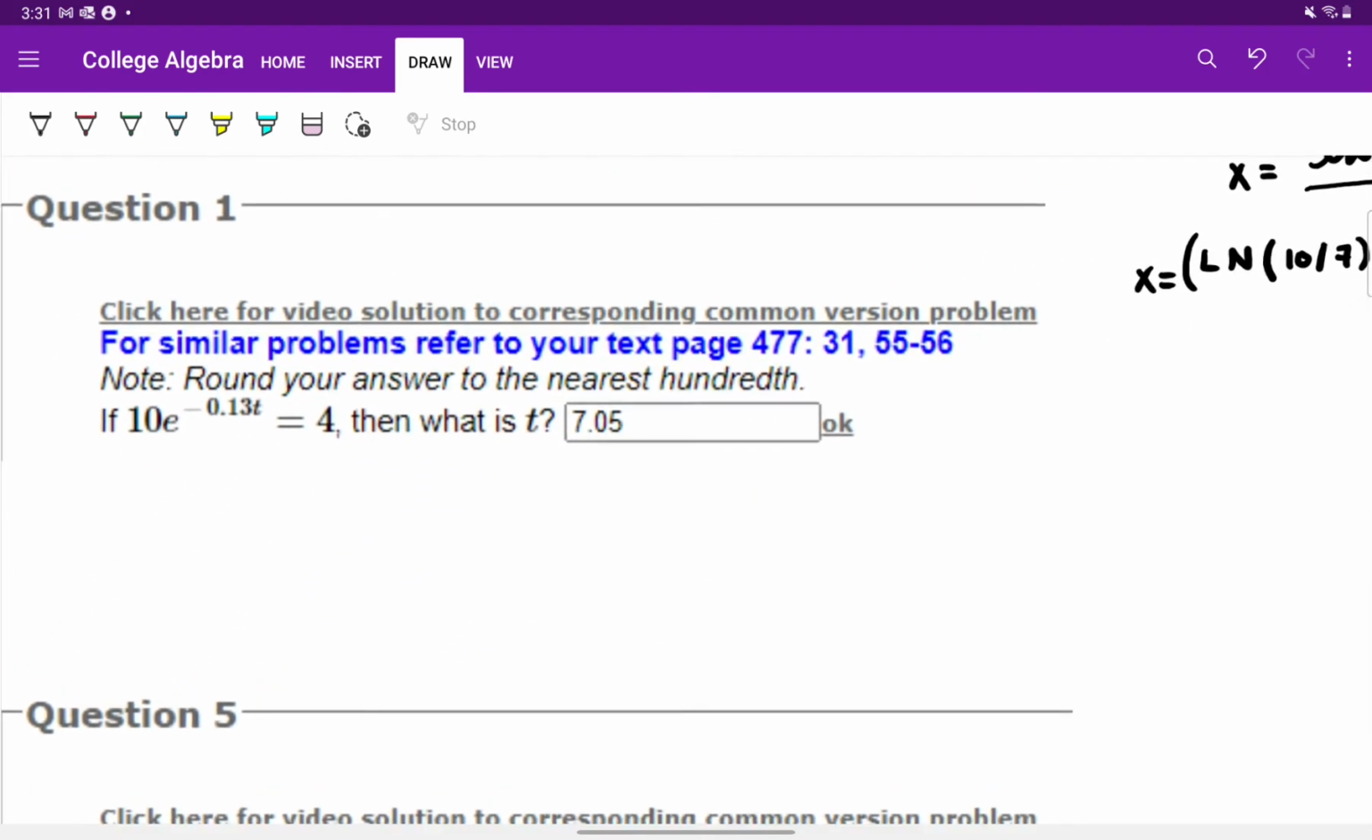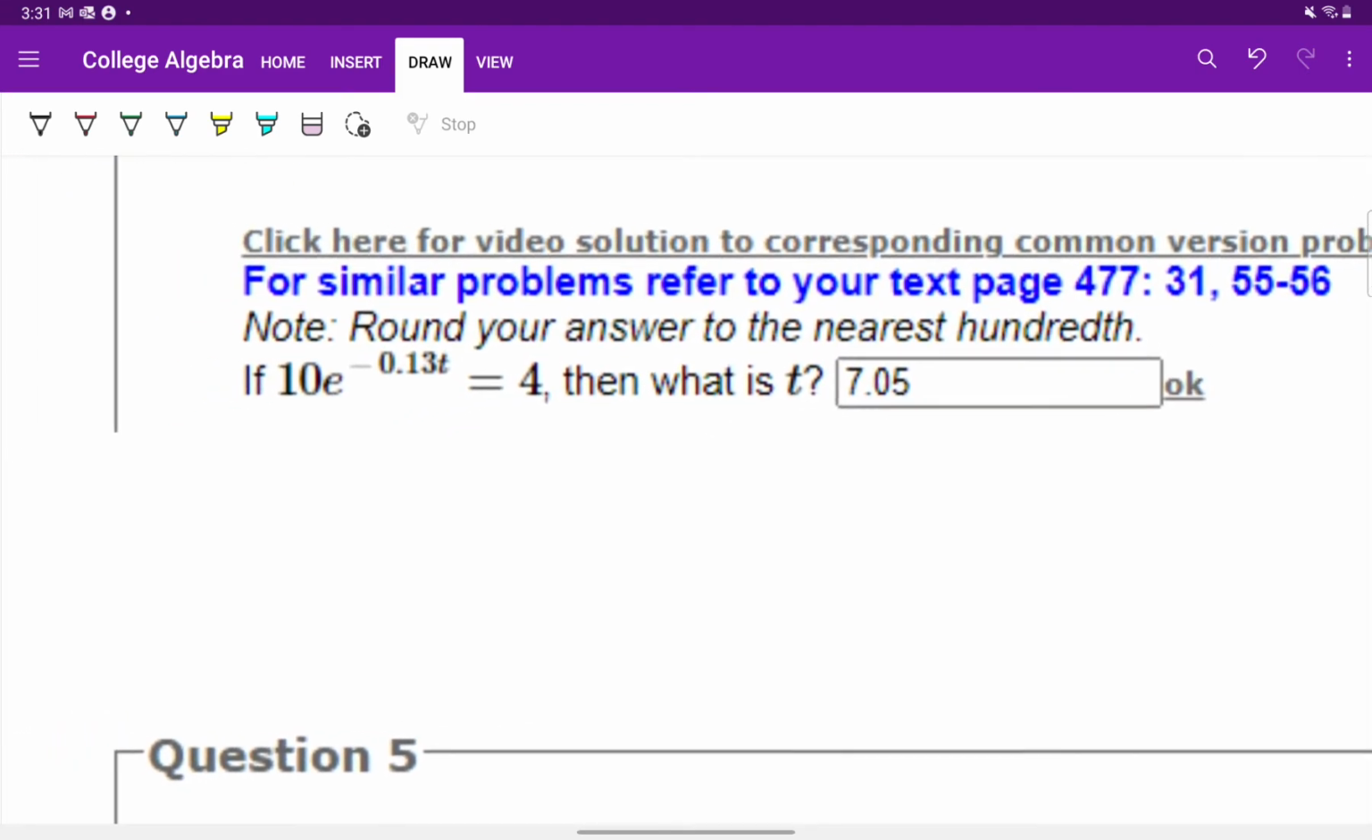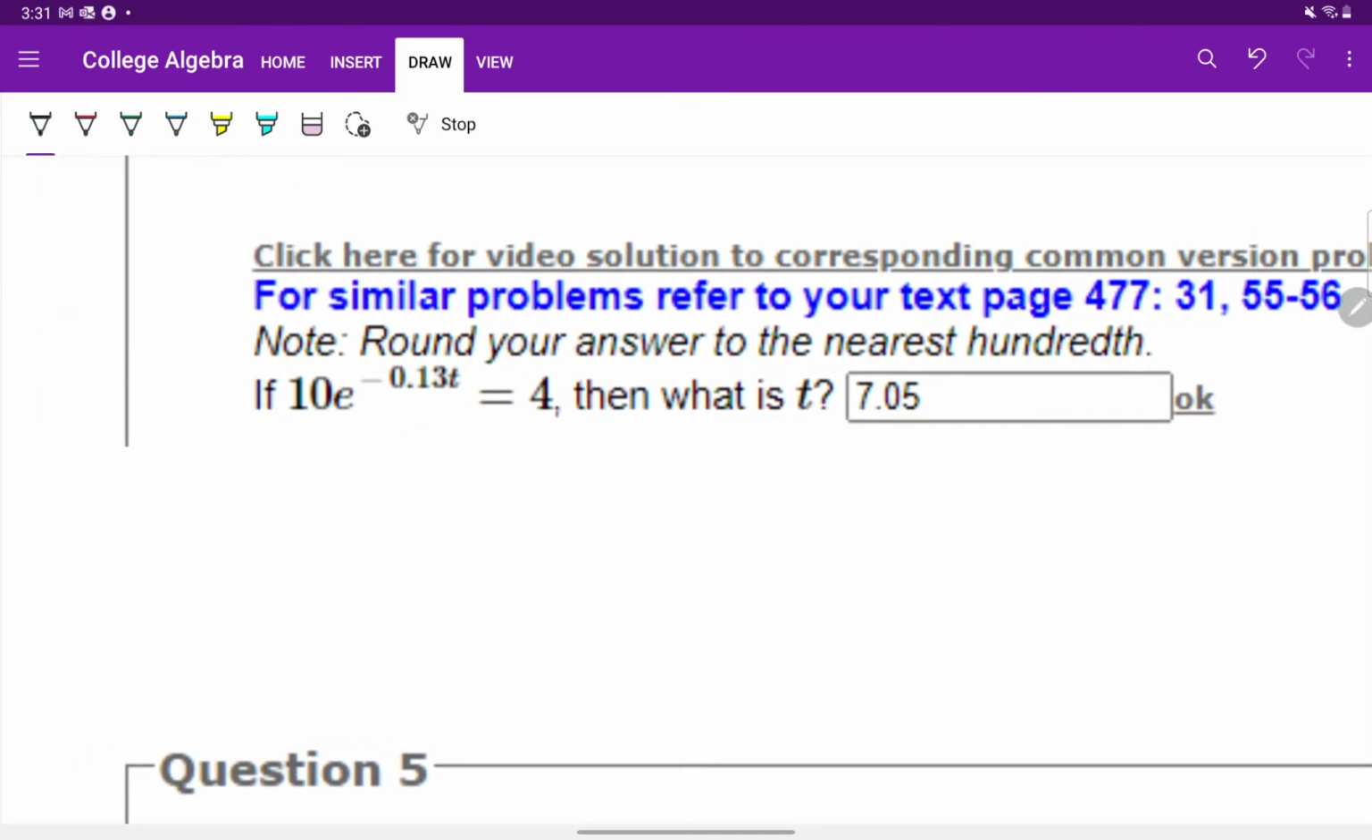Very similar problem in question 1. We're going to be solving for t this time. And there's all this other stuff on the left-hand side of our problem along with this exponential. Actually, there's not a whole lot of stuff. There's just one thing. It's the 10. So we're going to need to divide both sides by 10 before we proceed.